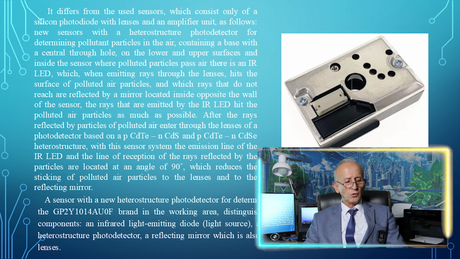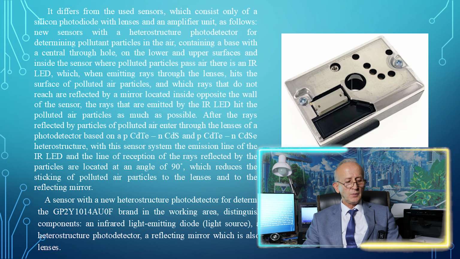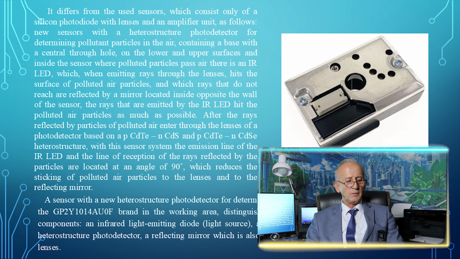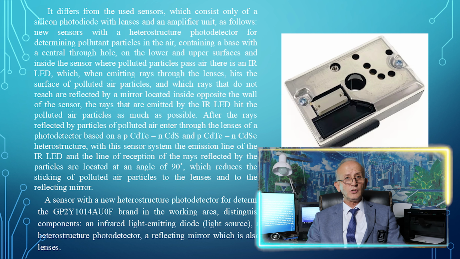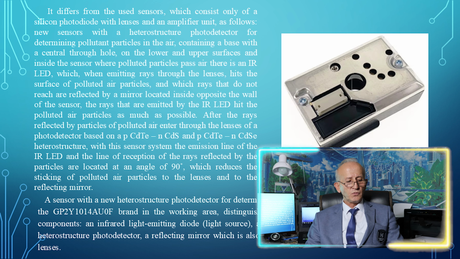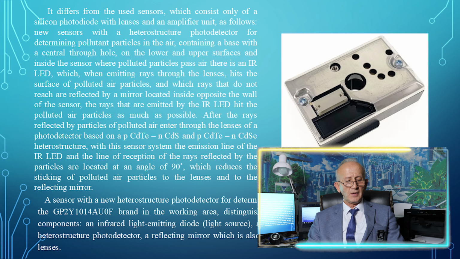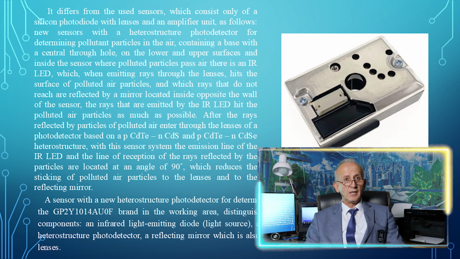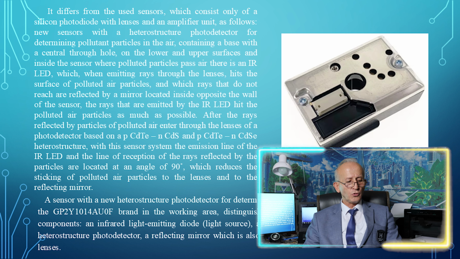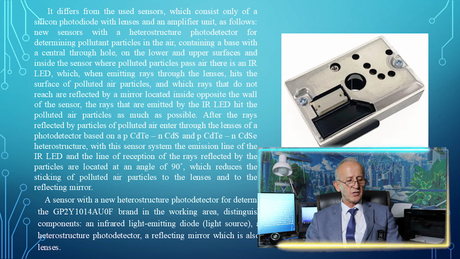Unlike the sensors used so far, which consist only of a silicon photodiode, lenses and an amplifier unit, the new sensor with a heteroconductor photodetector for determining pollution particles in the air has a central inlet hole on the lower and upper surfaces, and inside the sensor, where polluted particles pass, there is an IR LED. When emitting, its rays pass through the lenses and hit the surfaces of polluted air particles, and the rays that do not reach them are reflected by a mirror located inside, opposite the wall of the sensor.